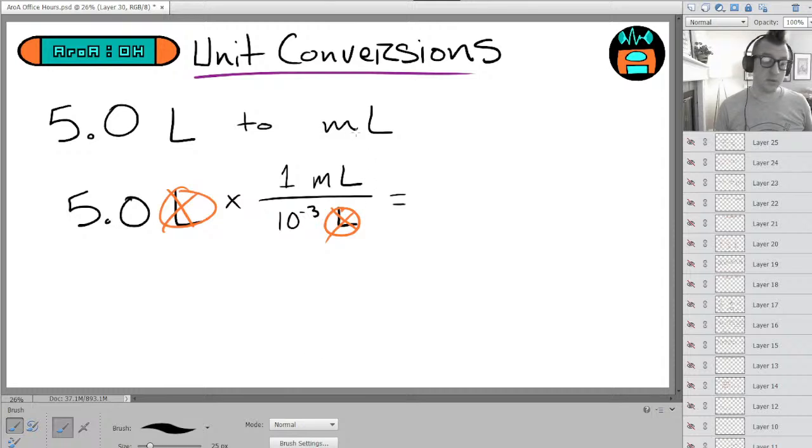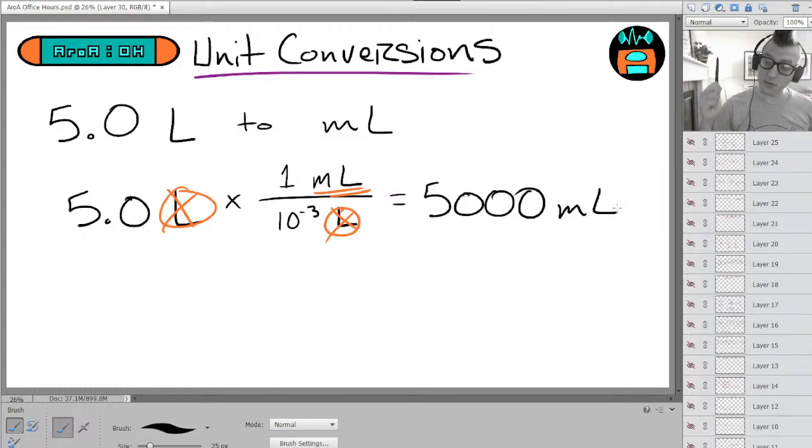When you do, 5.0 divided by 10 to the negative third comes out to be, your calculator tells you that your answer is 5,000. Your unit is milliliters, so we've got the correct value, the correct units. Now we have to ask about sig figs. 5.0 has 2 sig figs, and 5,000 only has 1.